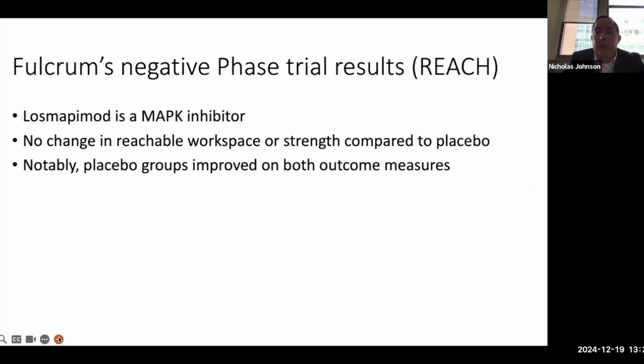And many of you may have participated or be aware that Fulcrum had a positive phase 1/2 trial. They then moved on to a phase 3 trial, and that trial was negative, and that program's now been discontinued. There's no change in a measure of reachable workspace, which is like how well the shoulder moves, or shoulder strength compared to placebo. And one of the things that's important for us all to keep in mind is that the people who got the placebo, or the sugar pill, actually got better over the course of the trial as well. Not as much as what we would expect and have seen in other clinical trials, but it's just really remembering the importance of that placebo group, and the placebo effect. I think when you're getting something that you think is working, people got better.